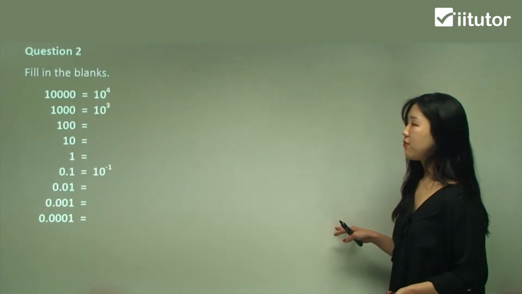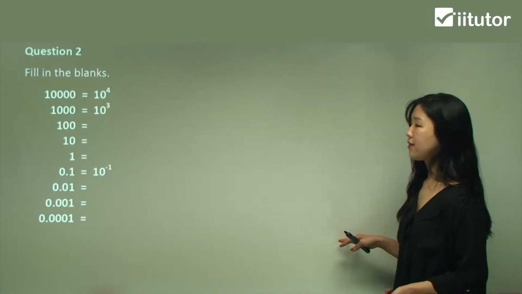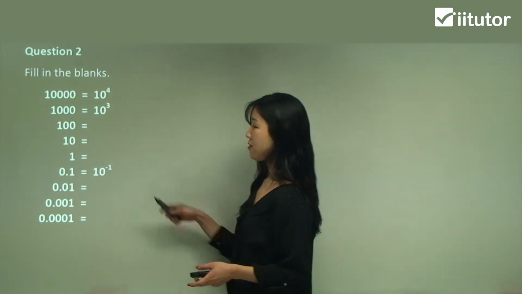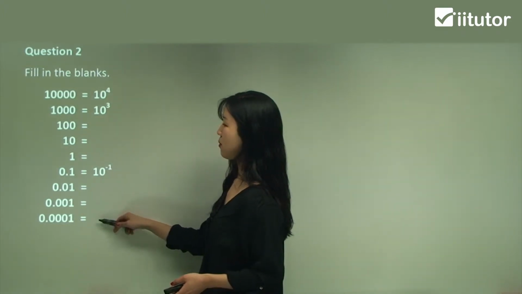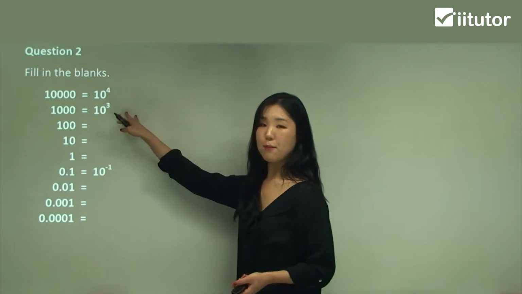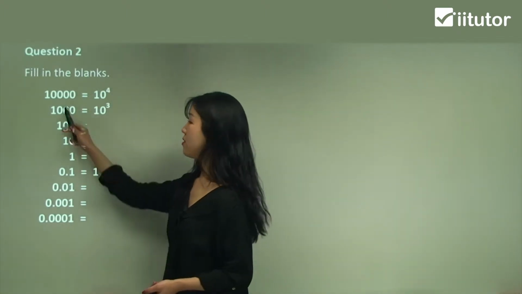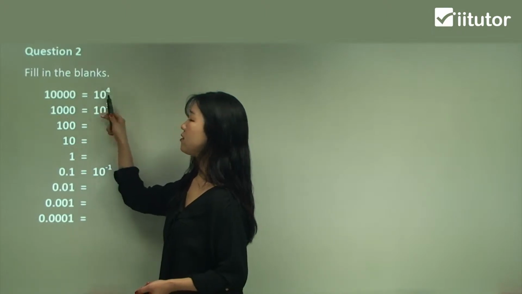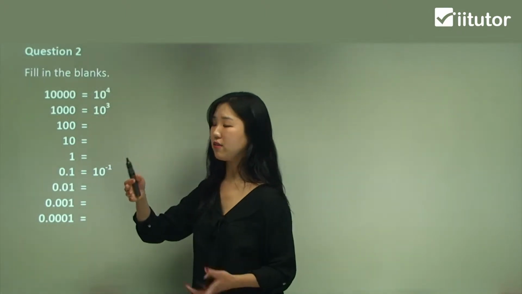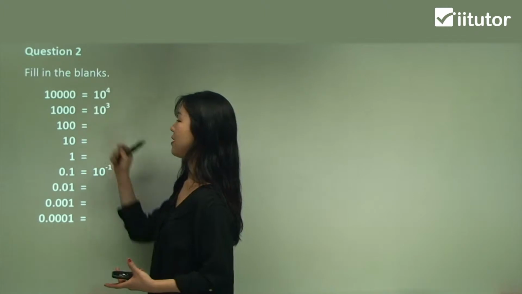Okay, question 2, fill in the blanks. Alright, so see here, kind of look at the pattern, guys. We're going to be filling in these missing spots, but have a look, they give us some examples. See, 10,000. How many zeros are here? There's 1, 2, 3, 4. So it's 10 to the power 4 basically. Yeah, so 10 to the power 4, if you expand it out, it becomes 10,000.